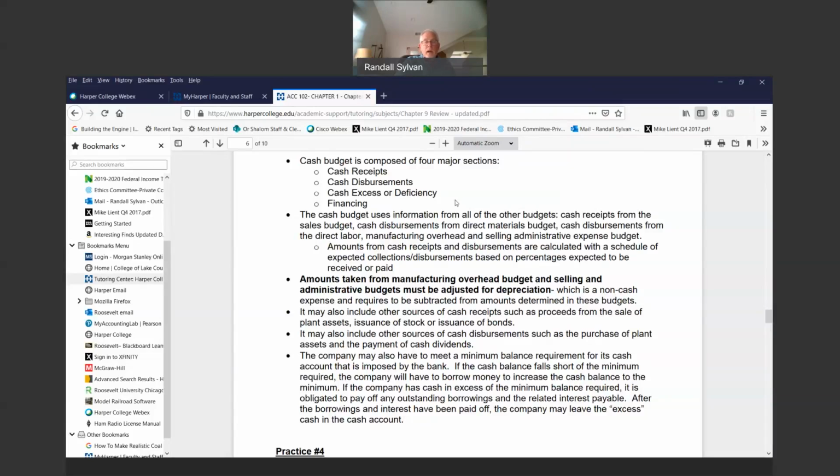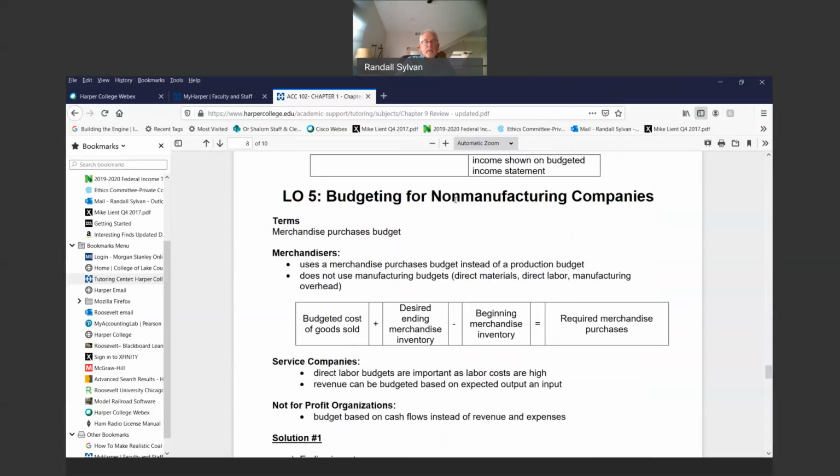And then I want to highlight the budgeting for non-manufacturing companies because, for example, we might have an accounting firm that we need to budget for, or a retail. In this case, they're showing a merchandiser, which is a retail. So like your normal store, the formulas are similar, but remember in a merchandiser, they're not really producing anything. So instead of the production budget, you're going to have the purchases budget.